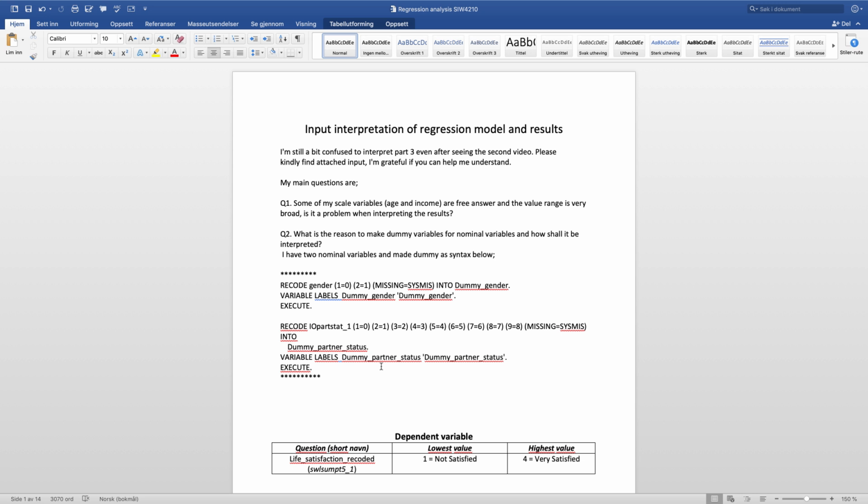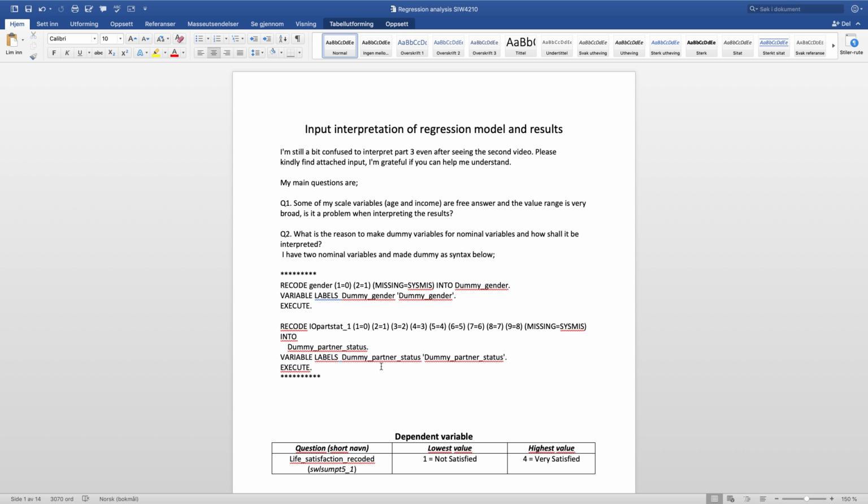Well, the thing is that linear regression analysis is based on an assumption that all the variables you include, and this is a theoretical argument for why we have to make them into dummy variables, are normally distributed, and, I mean, not nominal variables, and also scaled in the sense that they are on the interval level at least.